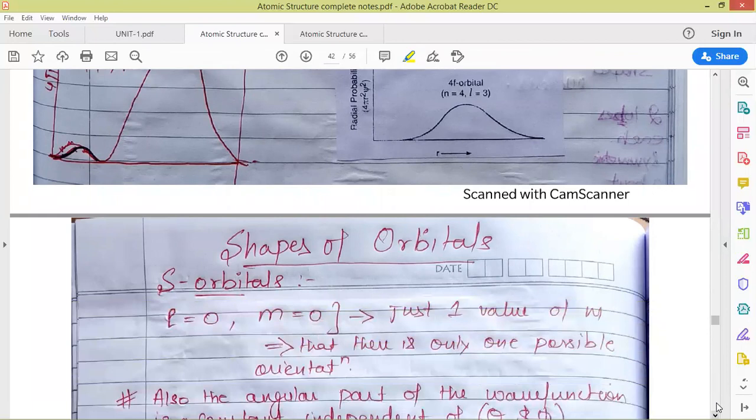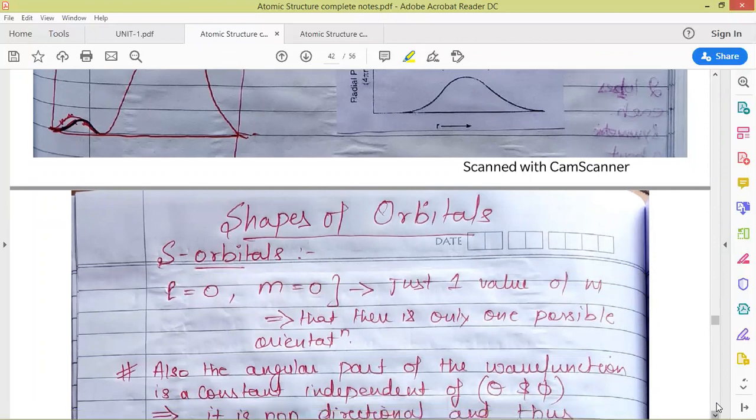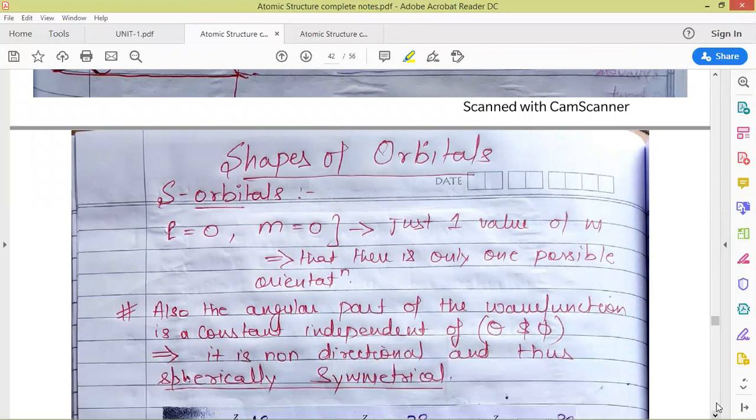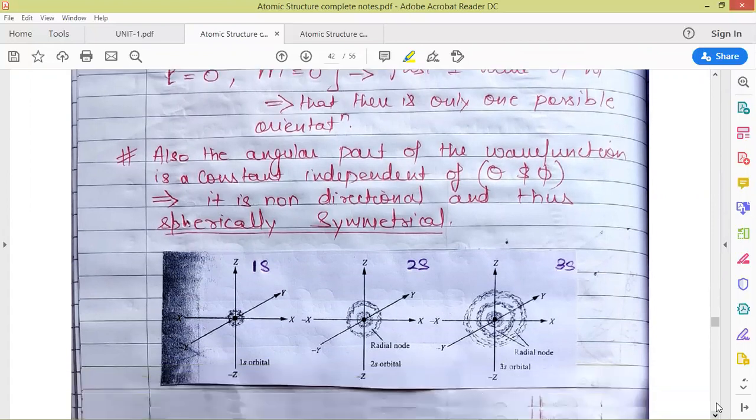So next we have shapes of orbitals. First we are going to discuss the s orbitals. For s orbitals, the value of l is 0 and m is also 0. For l equal to 0, m can have just one value, which means it has just one orientation in space. Also the angular part of the wave function is a constant, independent of theta and phi. So it is non-directional, it is spherically symmetrical.